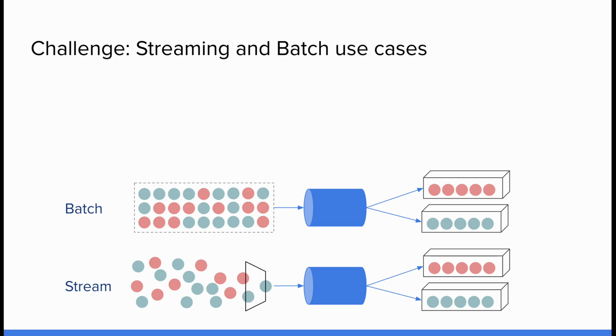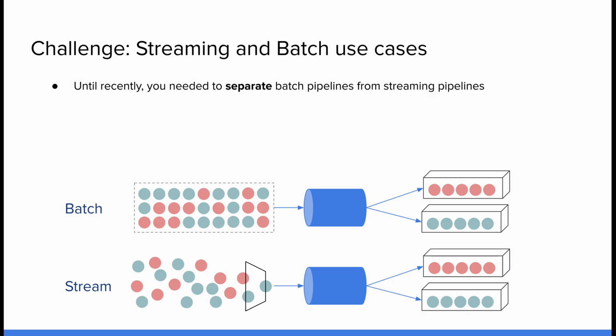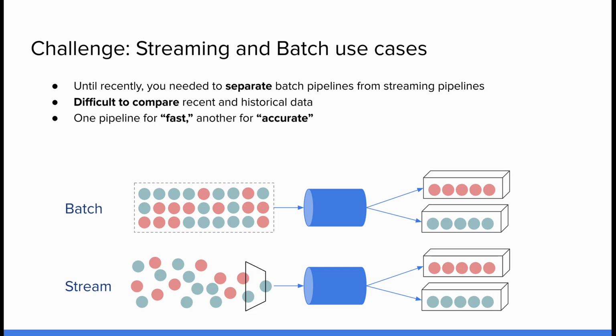We already know that there are two main types of pipelines or data processing approaches. One is batch and the other is streaming. Until recently, organizations had to manage batch and streaming pipelines separately. This created challenges when trying to integrate recent real-time data with historical data. It was difficult to compare this data efficiently because each pipeline served a different purpose. One was optimized for speed and the other for accuracy or comprehensiveness.